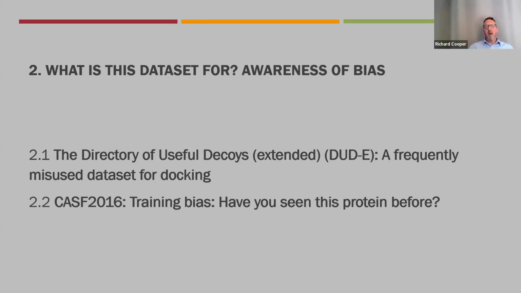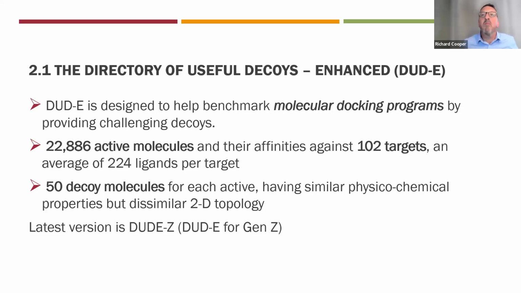Moving on to some other examples of bias in the second bit of this talk, we've got two examples of data sets that are commonly used that can suffer, or do suffer, from bias. The first is the Directory of Useful Decoys Enhanced, which you've probably heard of. It's a very common classification data set used to test docking programs, but it is frequently misused. And then CASF 2016, which I can't remember what that stands for. I think it's on the next slide. But this is a training bias problem that crops up from time to time.